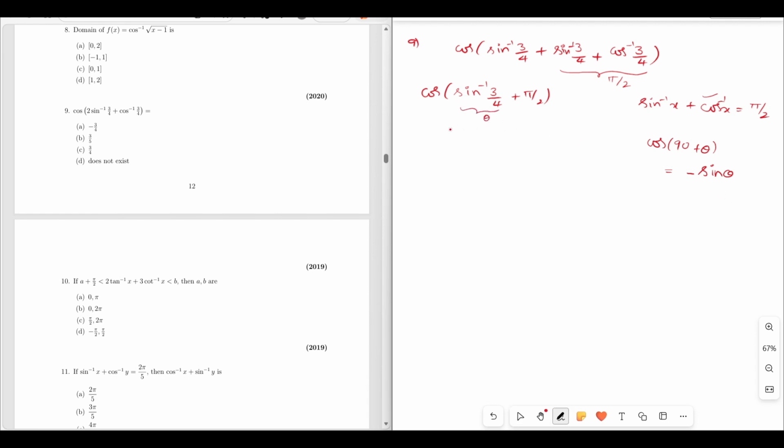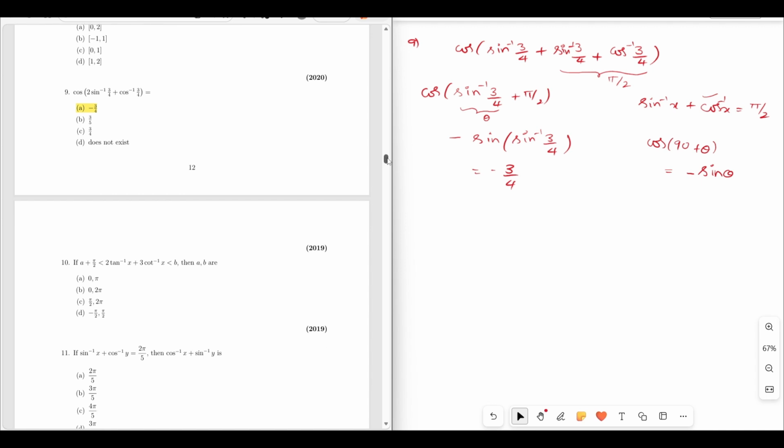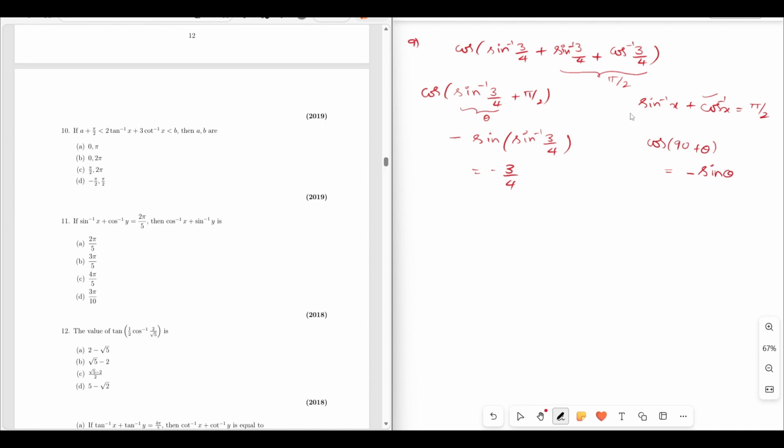So on applying this, what do I get? Minus sin of sin inverse 3 by 4. So then what will be the answer? The answer will be minus 3 by 4. So which is the right option? Option A is the correct one, minus 3 by 4. Okay. So next, moving on to the next question. See, if you remember this small tip, then you will be able to solve the question easily. So we'll move on to the 10th question.